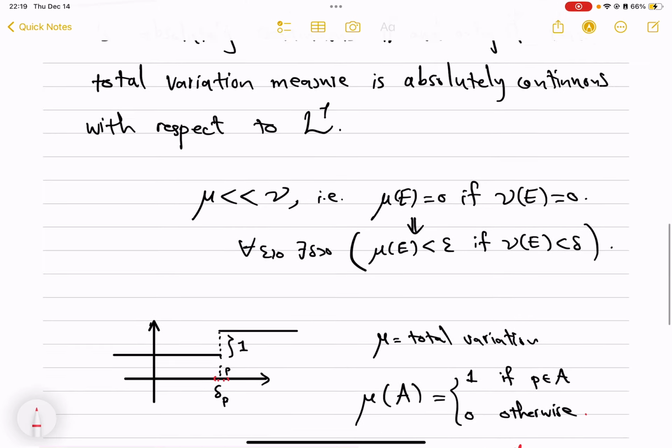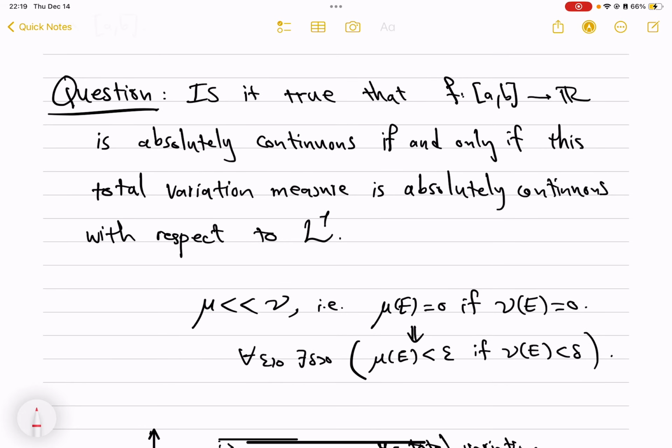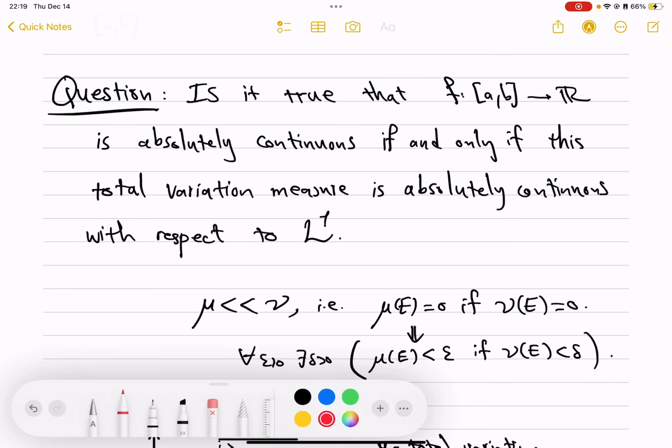So, back to the question, is it true that these two conditions are indeed equivalent, which will make the terminology then quite well done? And let's say that's the end of my bonus video 1.